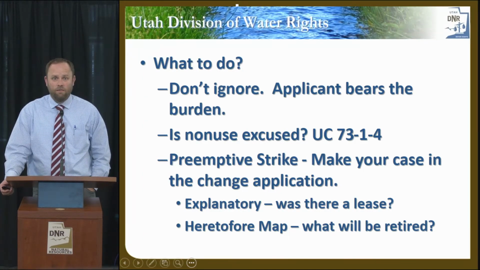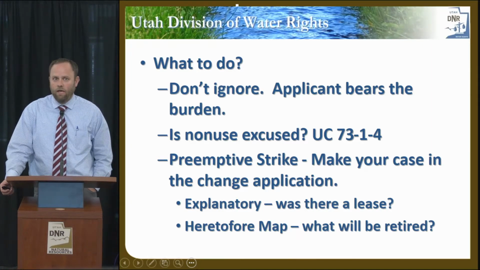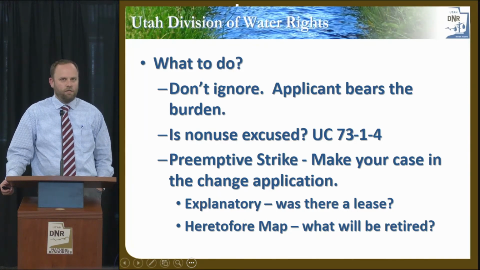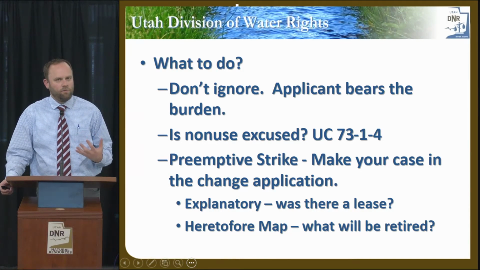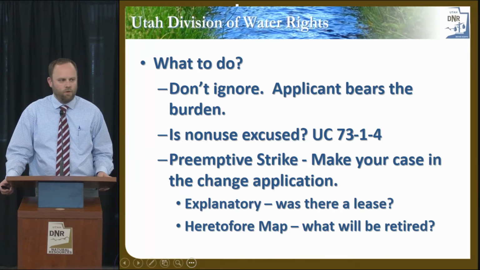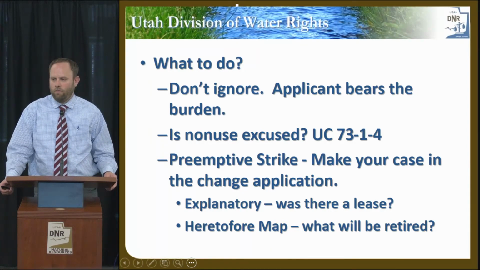And my advice is preemptive strike. Make your case in the application. You might be able to avoid some protests that will raise it. Tell us why, if there is a non-use, why it's excused. How is a potential rebuttable presumption of quantity impairment rebutted, basically? And I also think a heretofore map would be an awesome thing to do. Tell us exactly what's going to be retired in the change application. Those are things that will help you overcome that and maybe even avoid the issue in the first place.